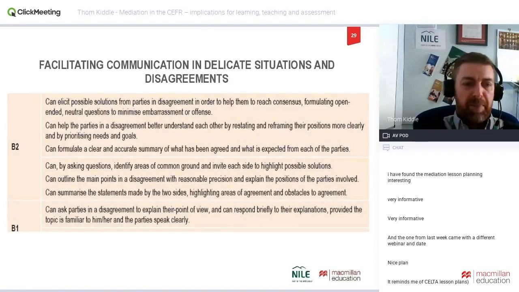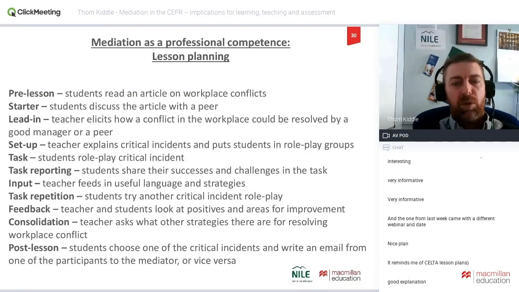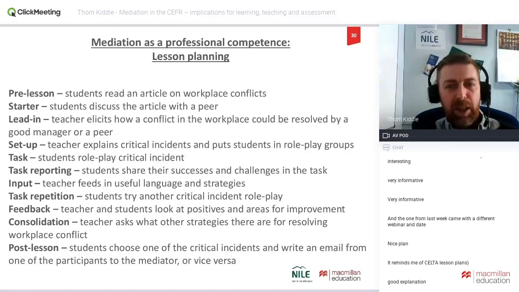Remember, those competences were asking questions as the mediator, identifying common ground, outlining the main points between the two people, summarizing and trying to find agreement and obstacles to agreement. So the mediators had the opportunity to do all those things as part of the role play, and now we have an opportunity within that lesson to feed in support, to give the language input, to give other input to support this.